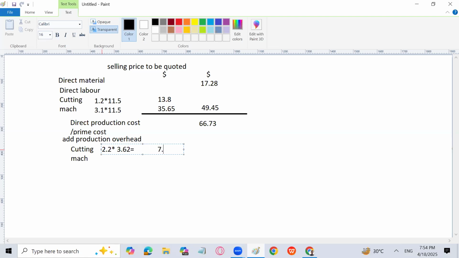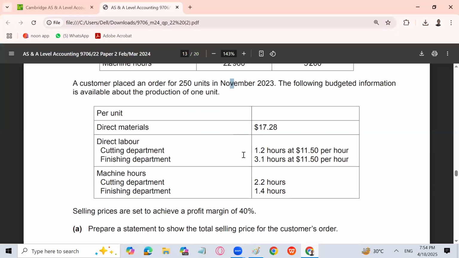7.964. So round off and make it 8? 964 is fine, no problem. You cannot round off 7.964 like that, son. Sir, why did you use that?